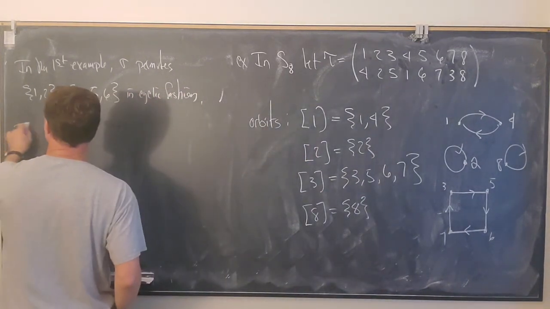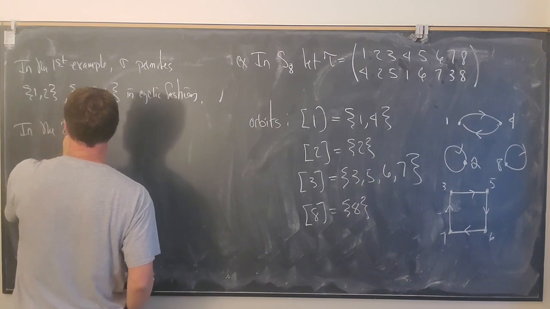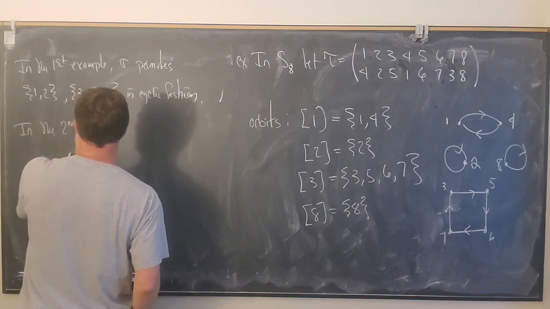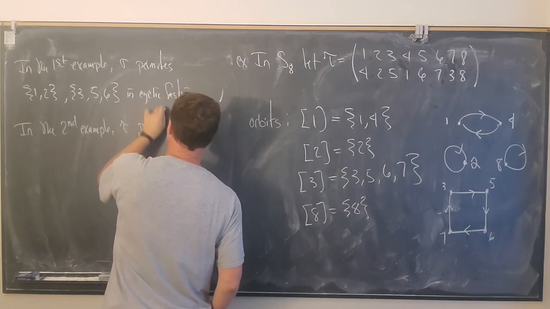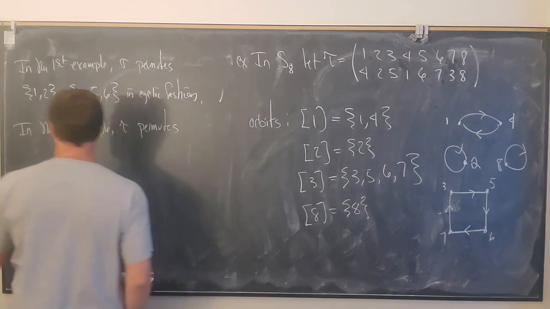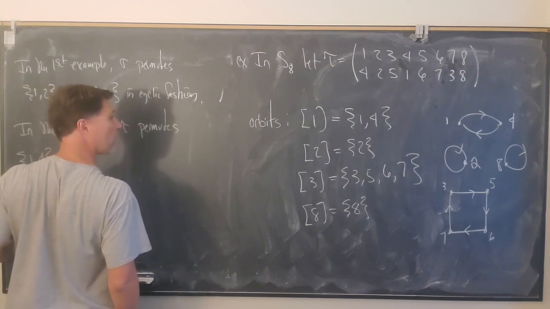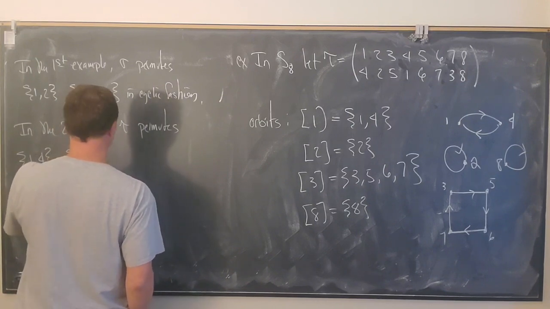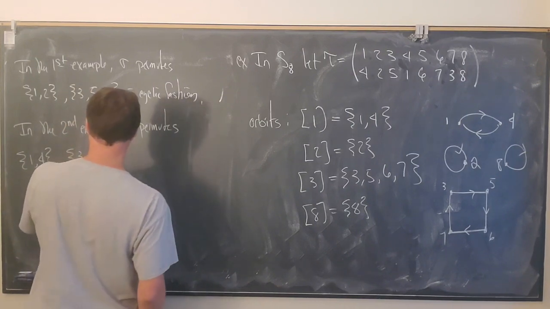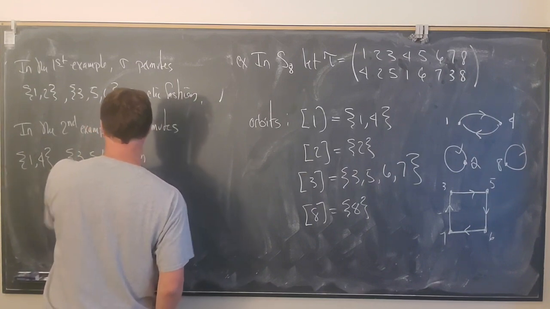In the second example, tau permutes 1 and 4 and 3, 5, 6, 7 in cyclic fashion.